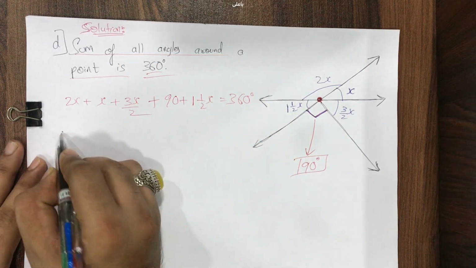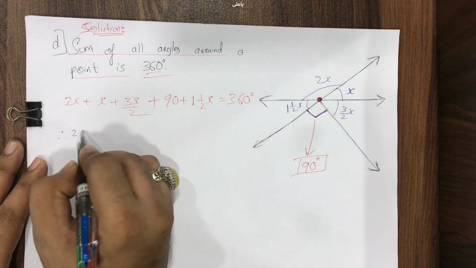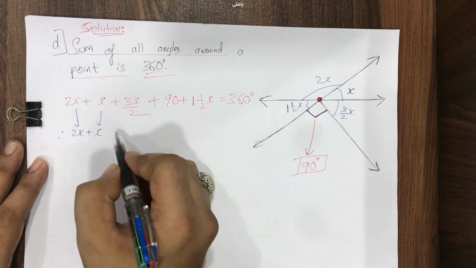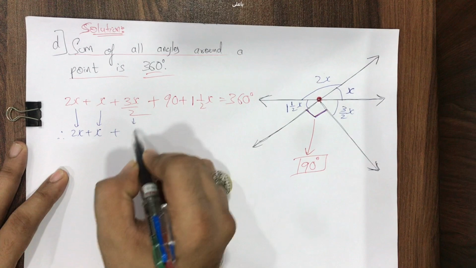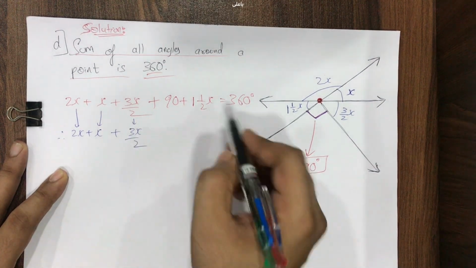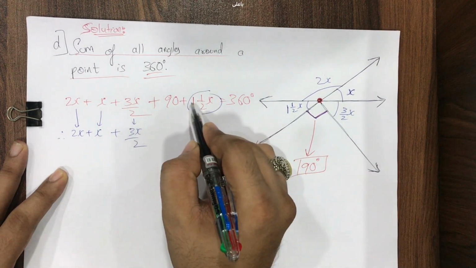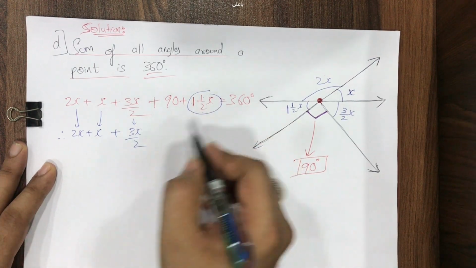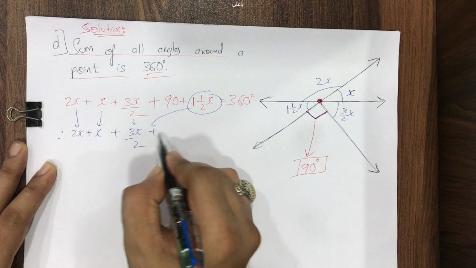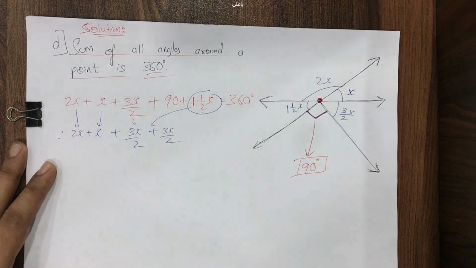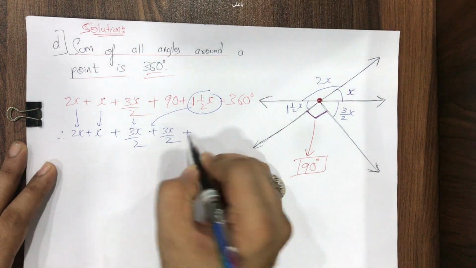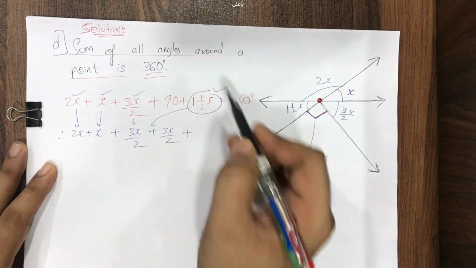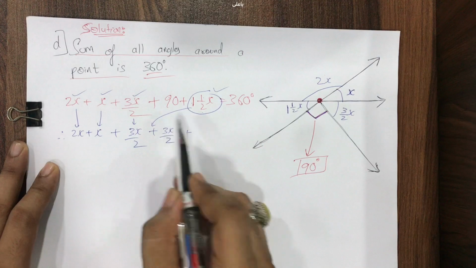So therefore this 2x as it is I am writing, plus x, as it is, plus now this is what, 3x upon 2, and this is what, 2 ones are 2 plus 1, 3 upon 2. This is also 3 upon 2, so this is also 3x upon 2, so I am writing it together, plus 3x upon 2. So I am done with this, this and this, and also this one. Just this 90 is remaining, students. This 90 is remaining, right?